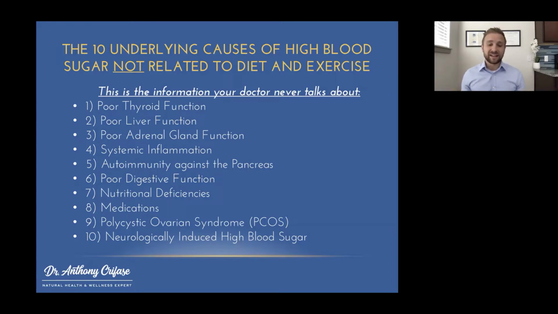Younger women, at least 10% of the population, 5 to 10, give or take, probably more, is starting to develop this. And this is chronically related to chronic blood sugar issues as well. And then finally, neurologically induced high blood sugar. So you can see there's a lot more going on besides just diet and exercise. And to say someone just go work out, go run, and just eat right, it's very vague. We want to get to the root issues of these things.